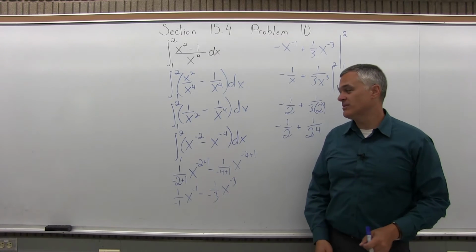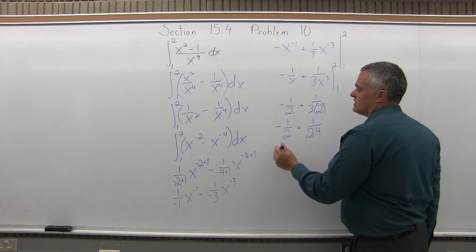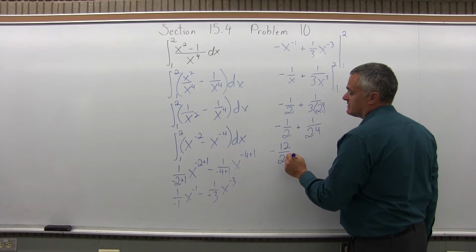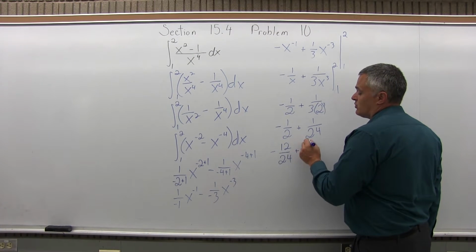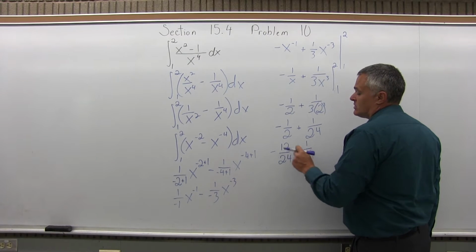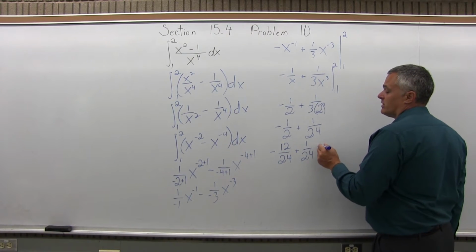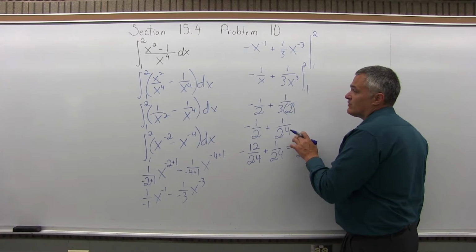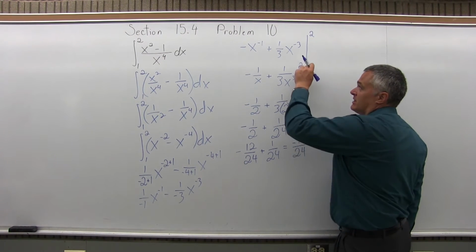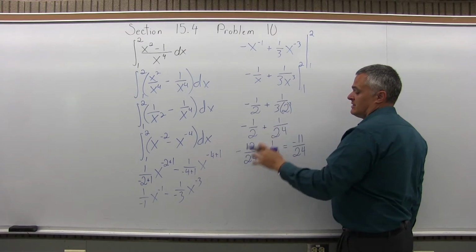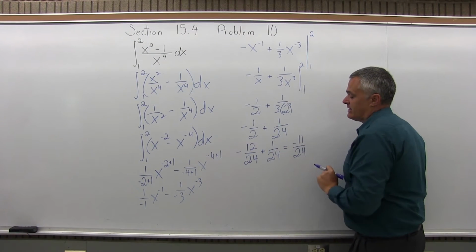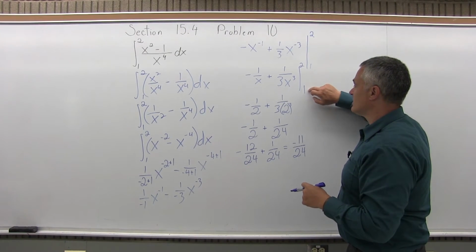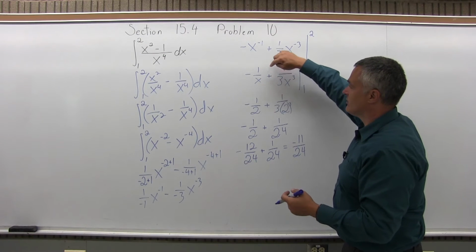So I have two different denominators, which isn't really working for me. So let me write the 1/2 as 12/24, and it's negative, plus 1/24. So negative 12/24, positive 1/24 is negative 11/24. So that's the answer for step 2. I put in the upper limit of integration, did the math, got some fractions, and got negative 11/24. Step 3, put in the lower limit of integration, a 1, see what I get for an answer.